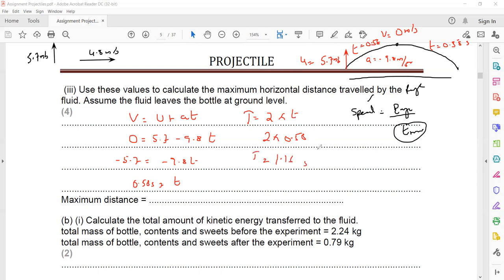And now we need the maximum distance. So how will we calculate the maximum distance, or the range? Range is speed multiplied by time. But the range depends on the horizontal component, so we need the horizontal component here.